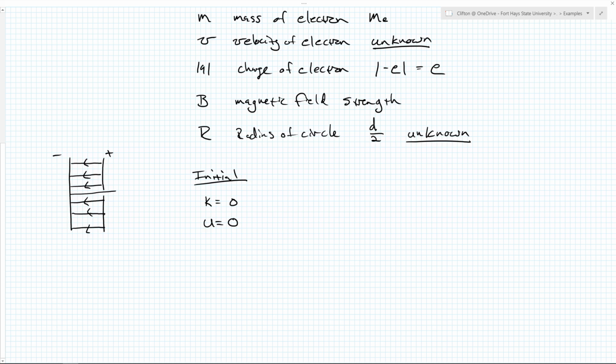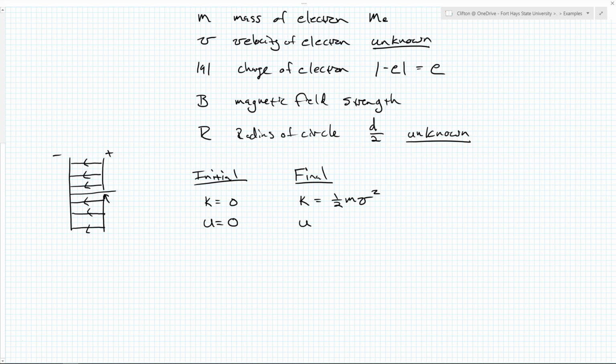So now we need to consider the final state, and the final state is going to be the position of the electron after it experiences the acceleration of the electric field. So the electric field outside the capacitor is 0 because this is an ideal parallel plate capacitor. So what we want to do is consider the final position to be right as the electron is leaving the uniform electric field. Now, as it leaves, it's going to have some kinetic energy, and its kinetic energy, whatever it is, will be 1/2 mv squared.